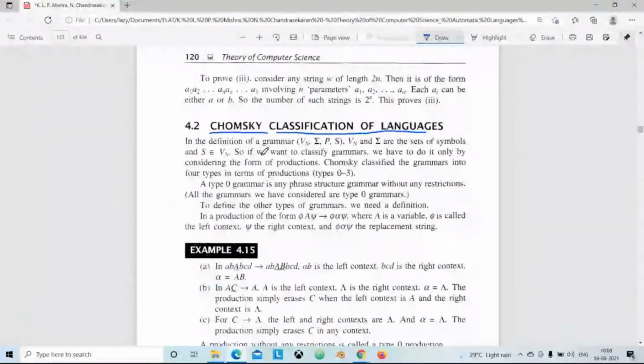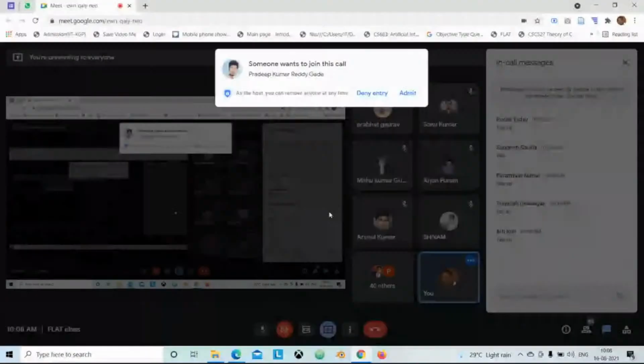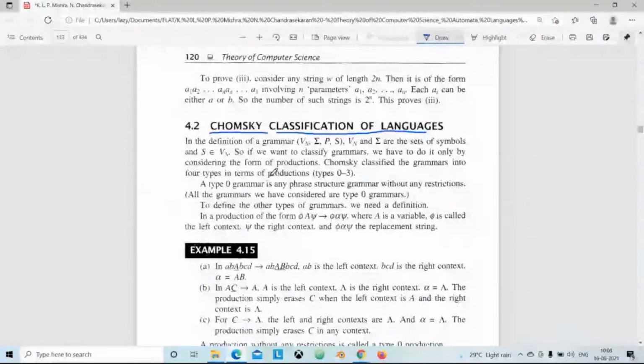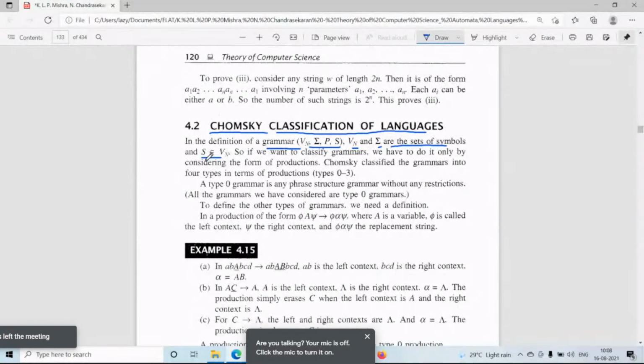We know the definition of the grammar. According to that, a grammar is G = (Vn, Σ, P, S), where Vn is the set of variables, Σ is the set of terminals. This we have seen earlier. S belongs to Vn, so the start symbol S is one of the variables.